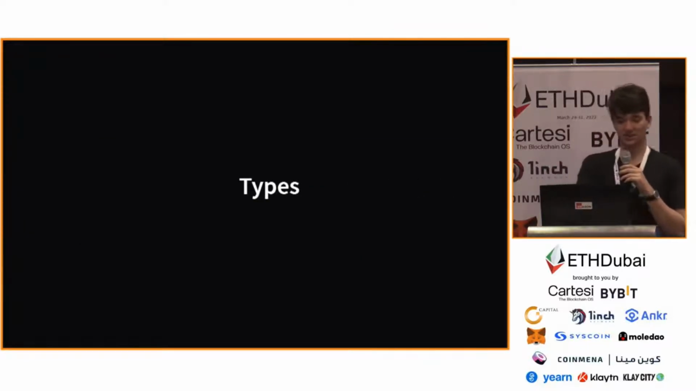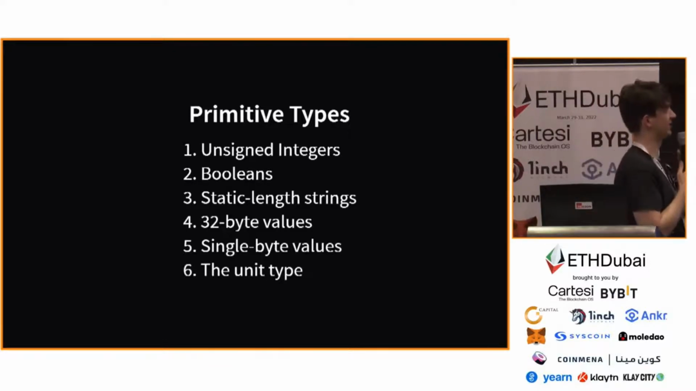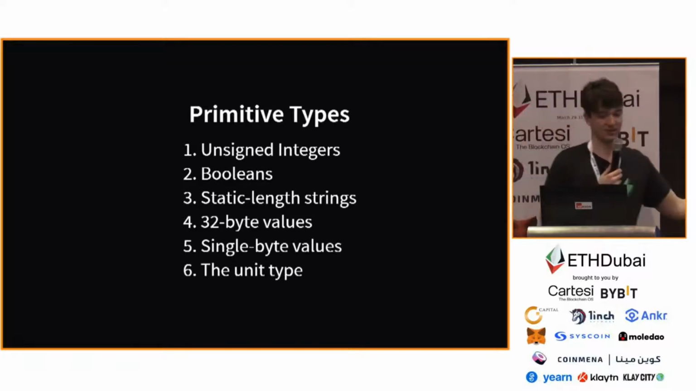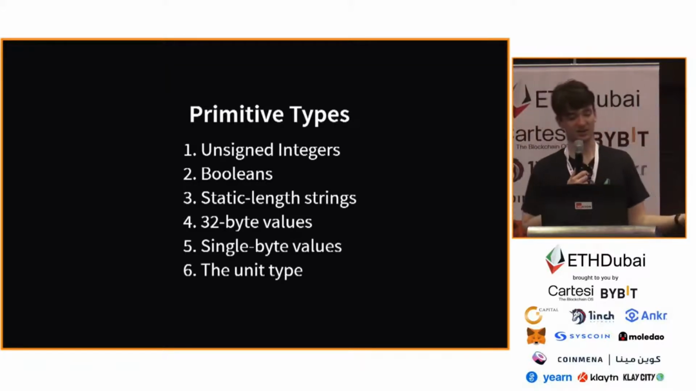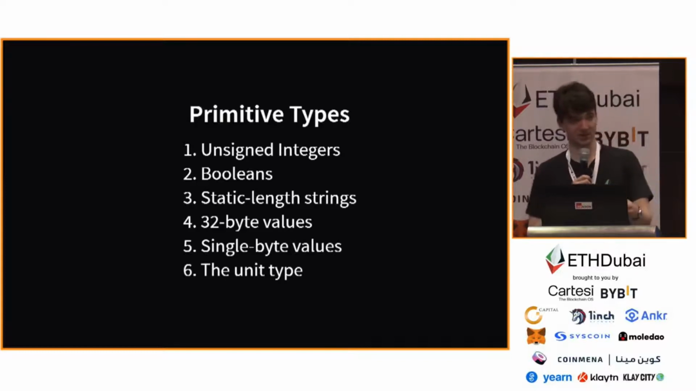So our type system is essentially the same as Rust, but with a few differences. Primitive types are mostly from Solidity. There's a lot of primitive types in Rust that you don't really need when you're developing a smart contract. So our primitive types include unsigned integers, booleans, static length strings, 32-byte values, single byte values, and the unit type, also known as the empty tuple. And we also have tuples as well to compose these types.